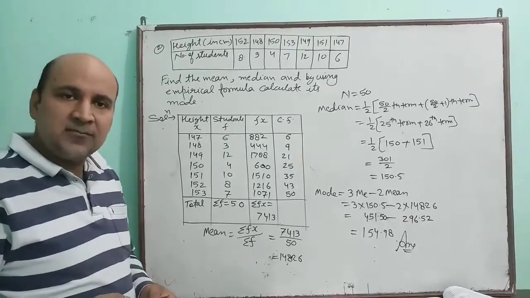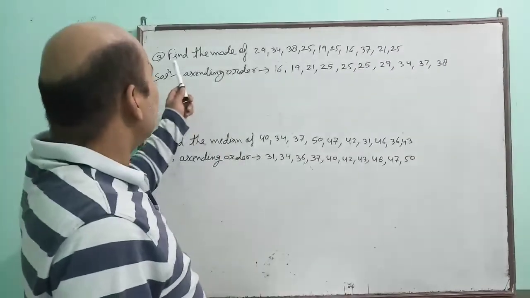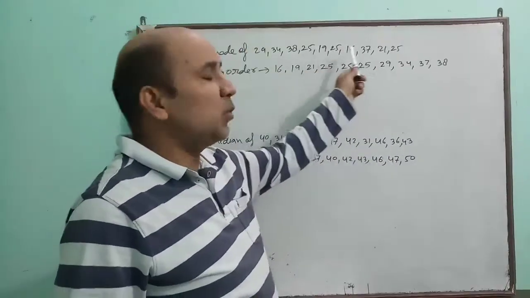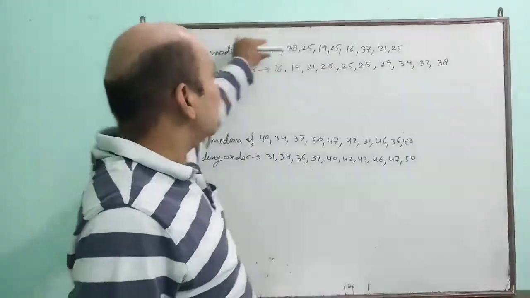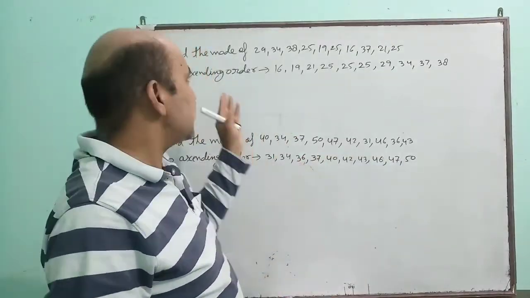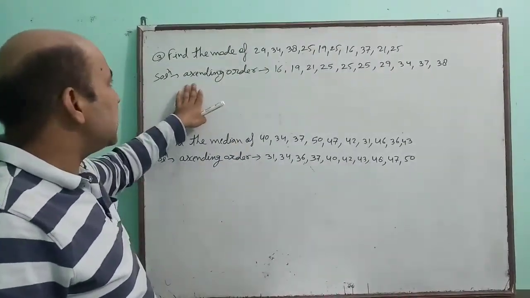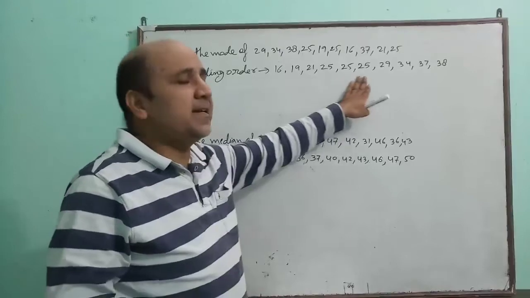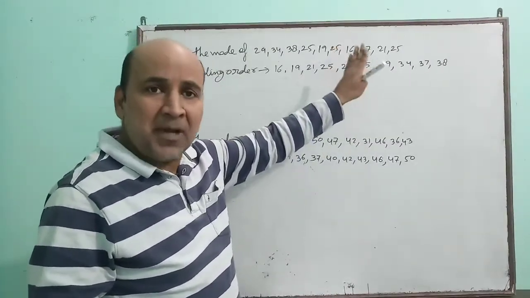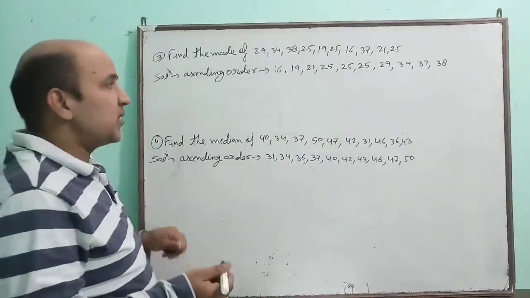Now note down these. Children, now see question number 3. Find the mode of this data. Children, we have to find the mode of this data. If you are getting this question with only numbers, without columns or boxes, to find the mode, then the easy method is to arrange them in ascending order and check which observation is coming the maximum times, meaning which observation has the maximum frequency.